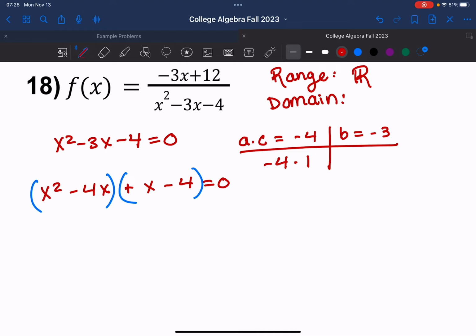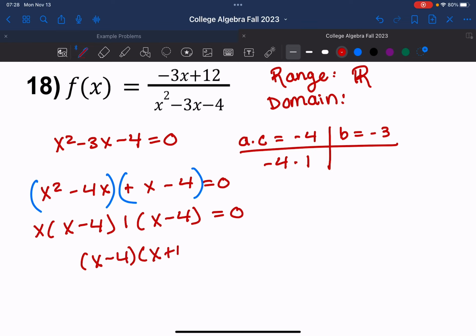What can I take out of the first parenthesis? X, so I'm left with x minus 4. And I want my second parenthesis to match, so what am I taking out? A 1. Because if I take out a 1, those parentheses do not change. So that means I have the factors x minus 4, x plus 1 equals 0. So that means my two vertical asymptotes are what? 4 and negative 1.